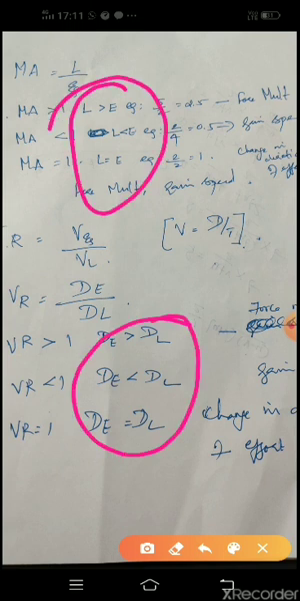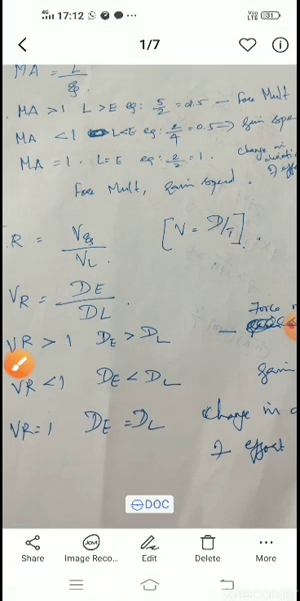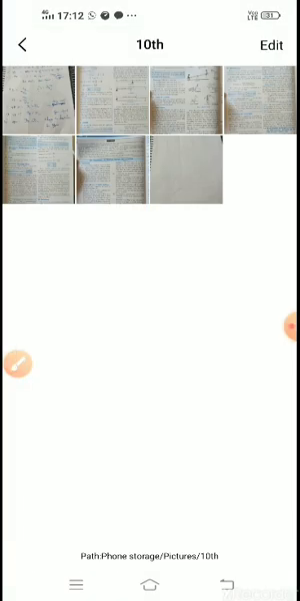5 divided by 2, which is greater than 1. 2 divided by 5, obviously it is less than 1. 2 by 2, it should be equal to 1. So this is your simple math, but these ratios are going to determine what kind of machine I'm going to use, whether it is a force multiplier, or a gain in speed, or just a change in direction.